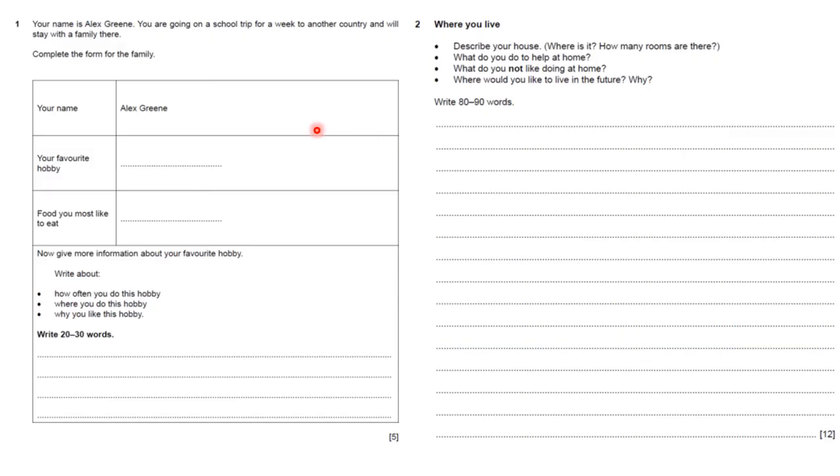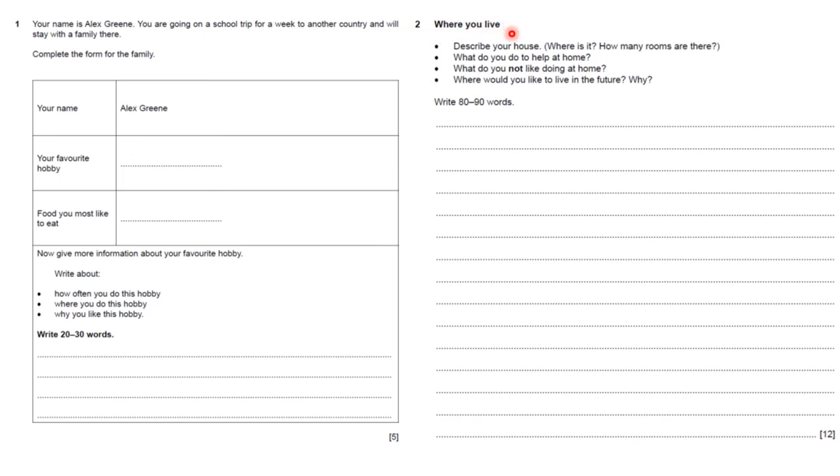Here is an example of the form filling. You're going to assume a role. You're going to be Alex Green in here, and you're going to be in a situation like the speaking exam. You're going on a school trip for a week to another country, and you will stay with a family there, not your family. So you're going to complete the form. Being Alex in here, you're going to complete the form. Here is the writing part. And there are, again, strict rules that you need to be aware of. I'm going to explain all of these rules when we start the course.